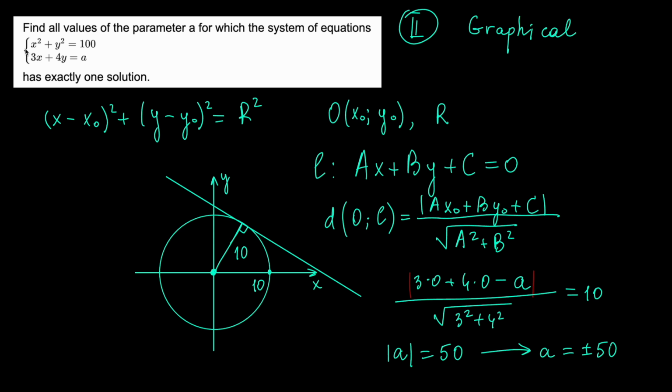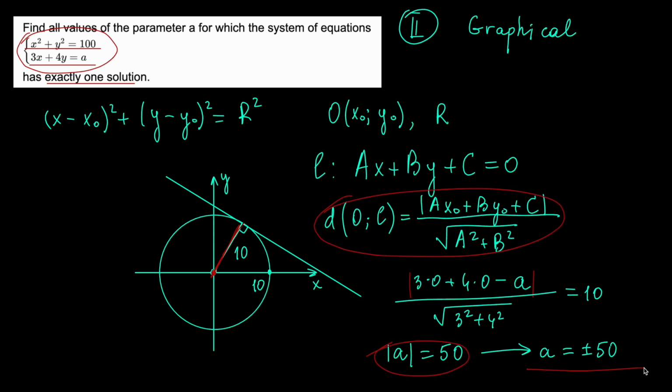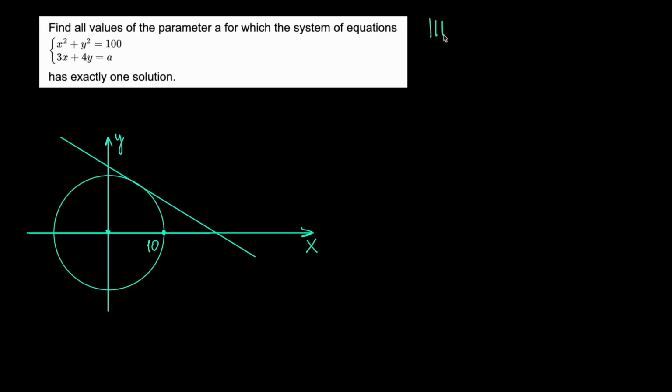So let's sum up. We have a circle and a line. We want this system of equations to have exactly one solution, which means that the line should be tangent to the circle, which implies that the distance from the center of the circle to the line is equal to the radius of the circle. Here's a formula for the distance from a point to the line, so we have an equation and the answer. Now let's look at the third solution, which is also graphical.